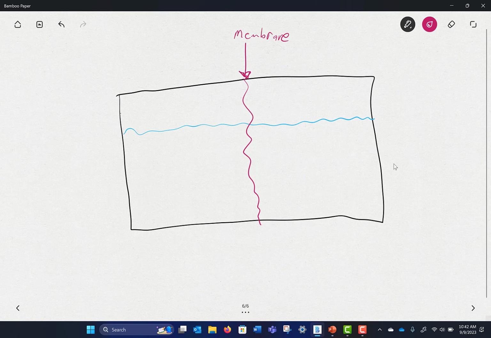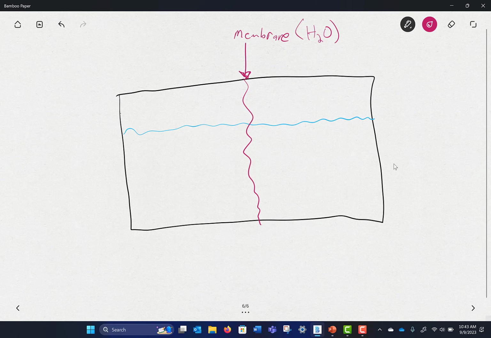Now, if I say this is a selectively permeable membrane, that means that some things will pass, but other things will not. So we have to define what this membrane is permeable to. Here we are going to say this membrane is permeable to water and nothing else. Maybe it's permeable to sodium. Maybe it's permeable to potassium. In this case, it is permeable to water and nothing else.